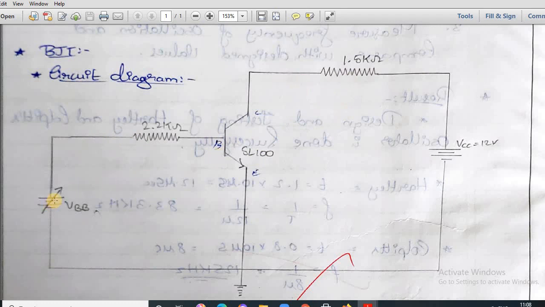We have connected a voltage supply between the base and emitter denoted as VBB, and similarly you can see a supply voltage connected between the collector and emitter terminals denoted by VCC, that's equal to 12 volts. In addition to that, we also have a base resistance of 2.2 kilo ohm connected to the base and a collector resistance of 1.5 kilo ohm connected to the collector terminal. So this is the basic circuit setup for plotting the transfer curve of BJT.